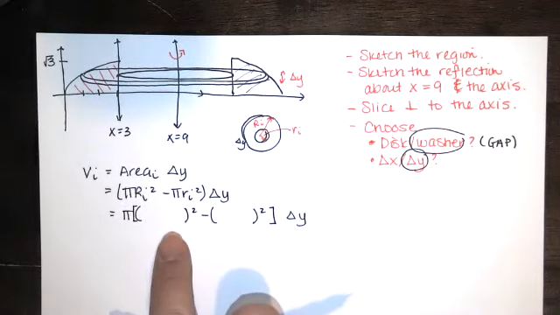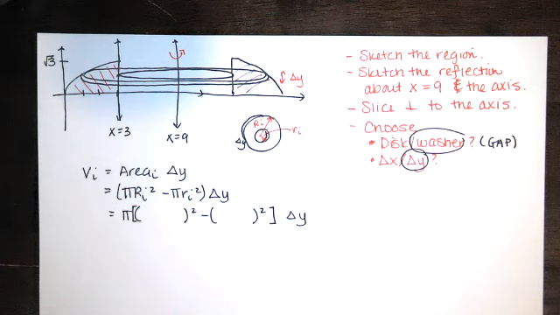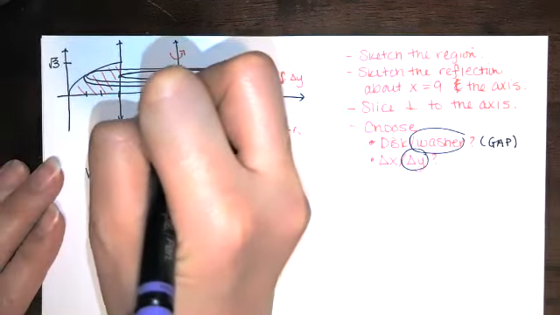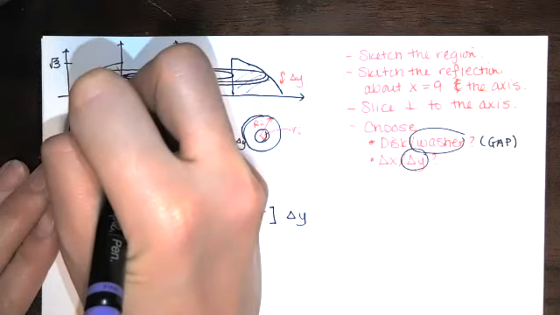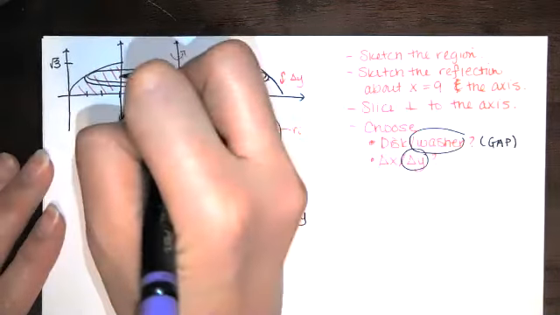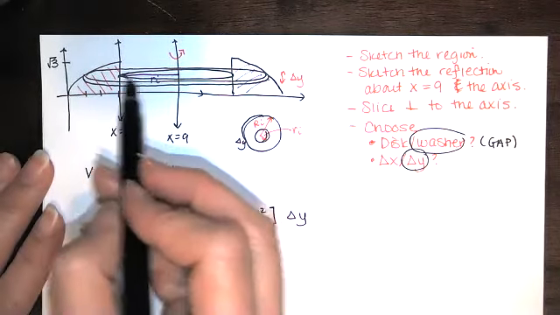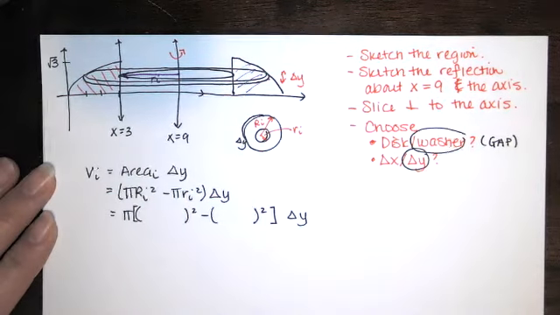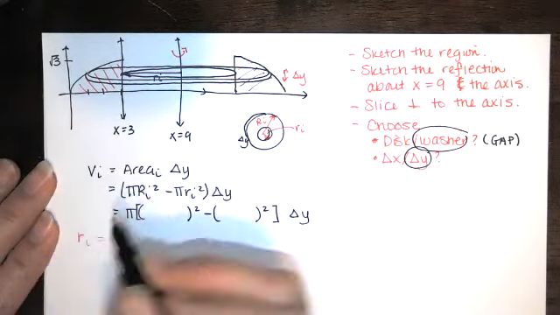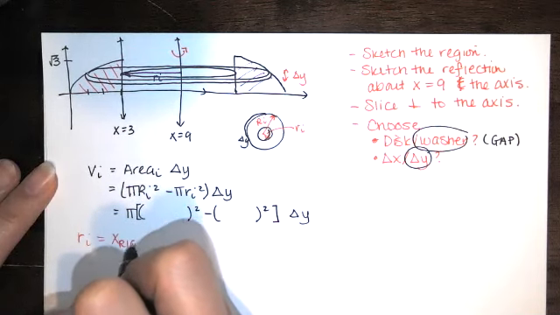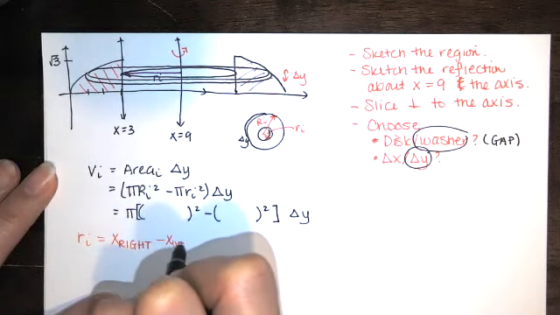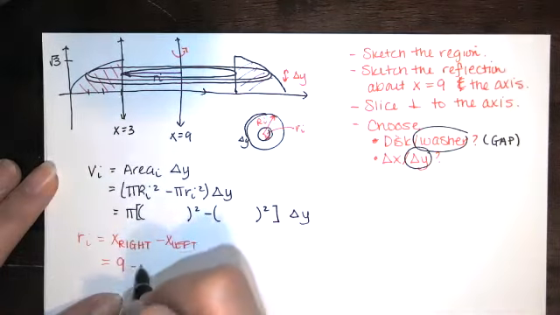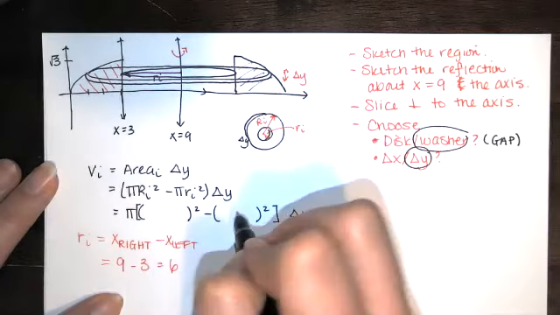We just need to find our outer radius and our inner radius. Now, to find our inner radius, we go from the axis to the innermost edge of our washer. Notice that the inner radius is going to be the same for all of these. It's the distance from here to here. It's going to be an x on the right minus an x on the left. But x on the right is always 9. And x on the left is always 3. So the inner radius is going to be 6 every time.